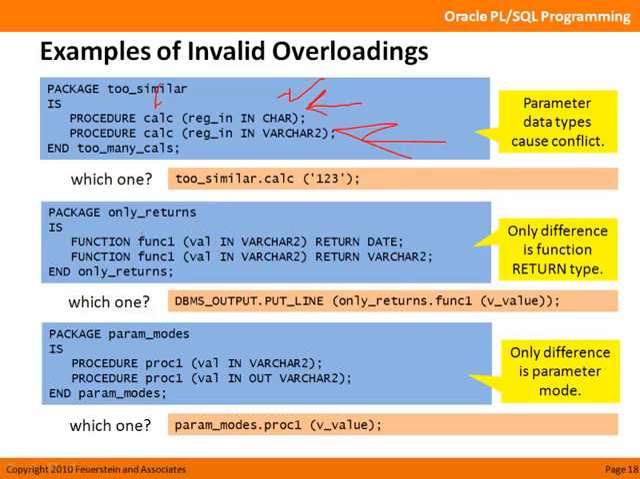What if I have programs that have the same signature except the return type? This is not going to be good enough. It will not be able to tell the difference between these two. And finally, I have a difference in only parameter mode, so in versus in out. Again, Oracle will reject this either at the time you create the program or at the time you try to use the program. Oracle will say, sorry, I don't know the difference between these two. I can't decide which one to use.